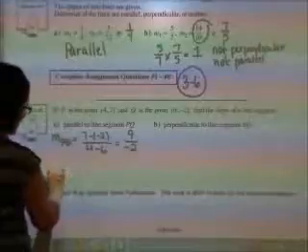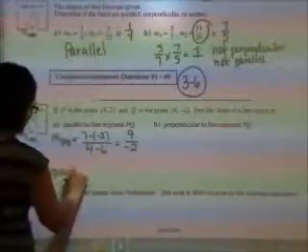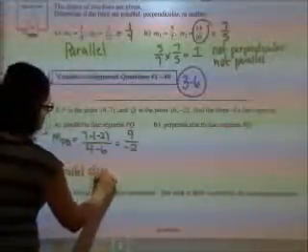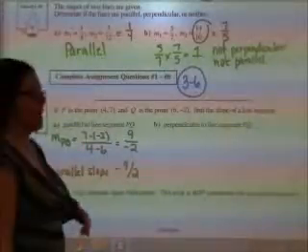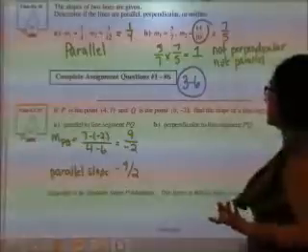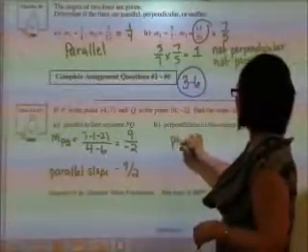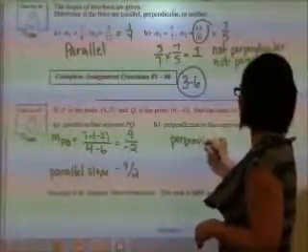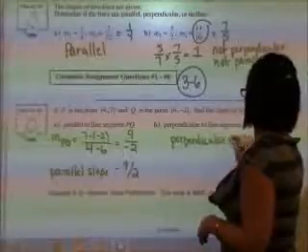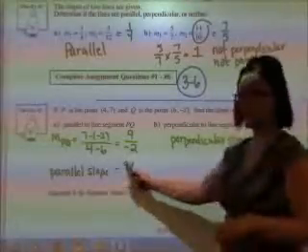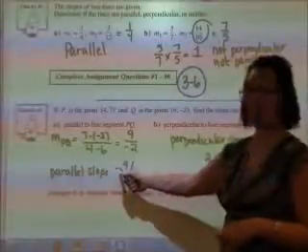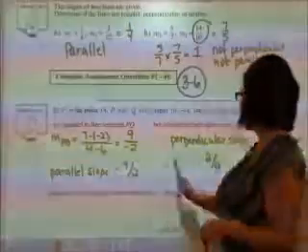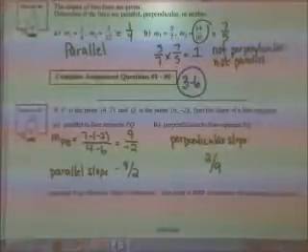So the parallel slope would be -9/2. If the line segment is perpendicular to PQ, the perpendicular slope would be the reciprocal of this, which would be 2/9, and would have the opposite sign. So instead of being negative, it would now be a positive 2/9.